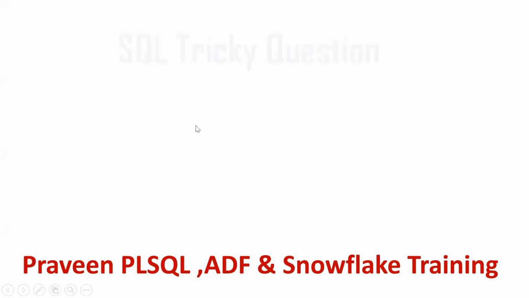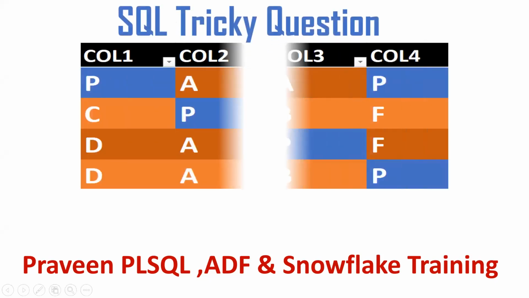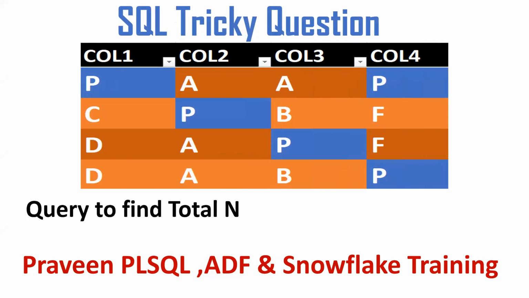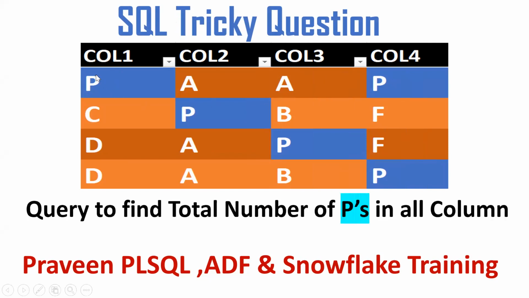Today we'll see one of the SQL tricky questions. If you see this image, I have one table with 4 columns and 4 records: column 1, column 2, column 3, column 4. The requirement is that I want to get the number of pieces in all the columns: 1, 2, 3, 4 and 5.